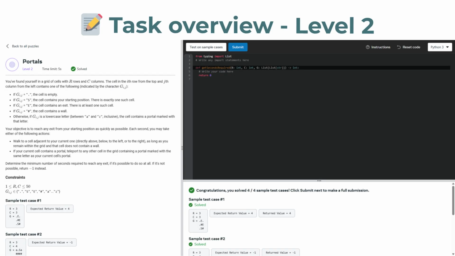Let's look at the task description from Meta's Portals Puzzle. We're given a grid of cells containing walls, empty spaces, exits, and a single starting point S. Some cells contain portals marked with lowercase letters. All cells with the same letter are connected. Each second, you can move to an adjacent cell or instantly teleport through a portal. The goal is to find the minimum number of seconds required to reach any exit.